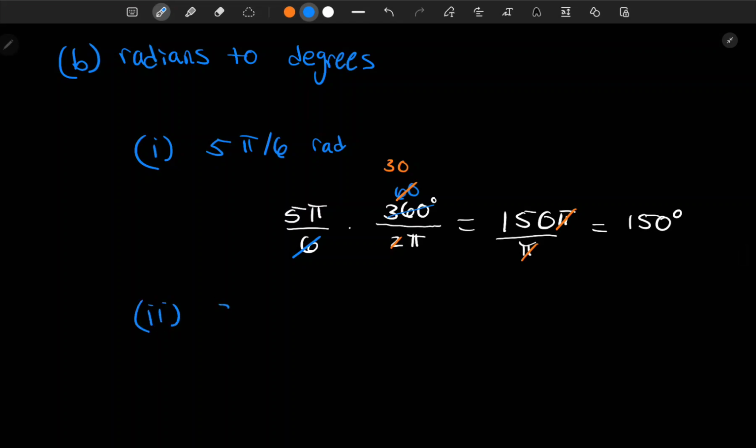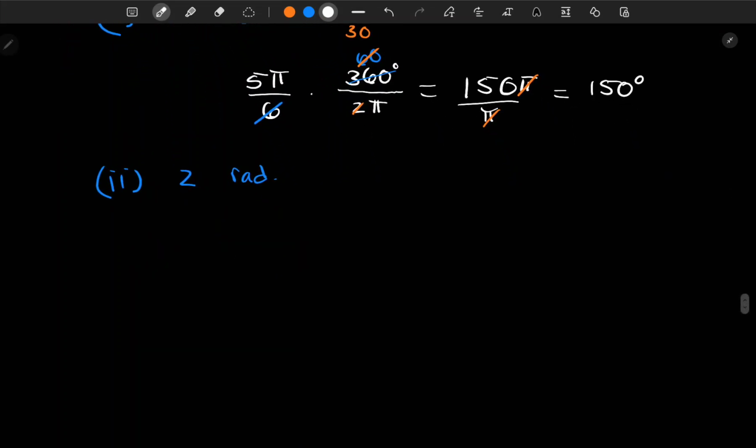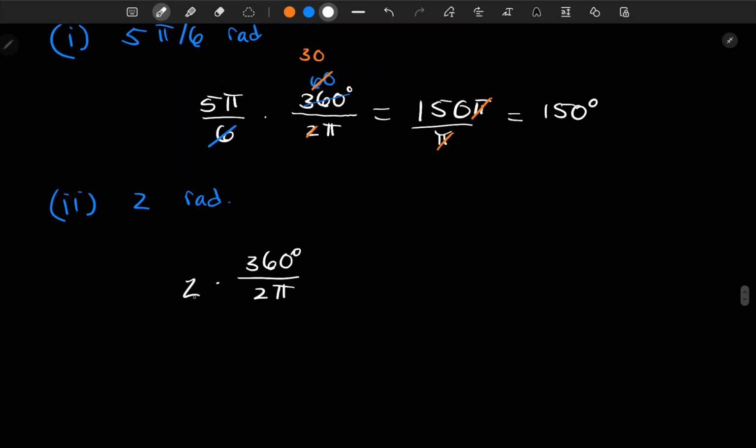As another example, consider 2 radians. So this radian value does not have a pi in it, which is perfectly fine. Radian values do not have to have pi's in them. So we proceed just as before. We say we take 2 times 360 degrees divided by 2 pi radians. Well, these 2's cancel, so what we get is 360 divided by pi degrees. And that's approximately equal to 114.6 degrees.